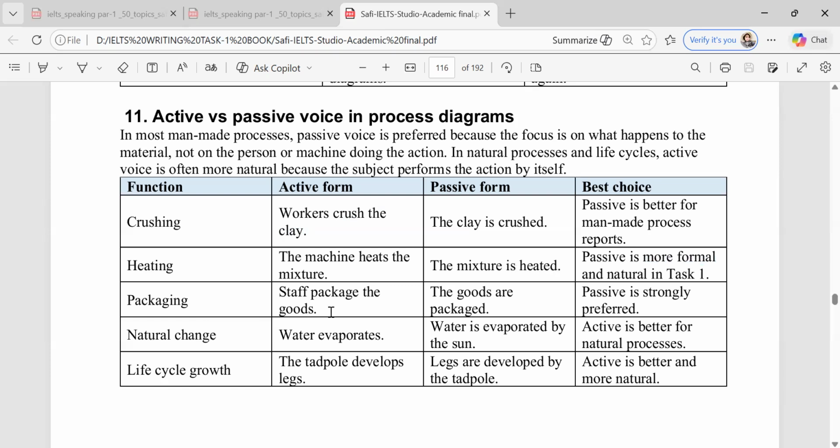And then packaging: staff package the goods. No, so it's about staff. We're not interested in the staff. We are interested in the goods being packaged. Passive is strongly preferred here.